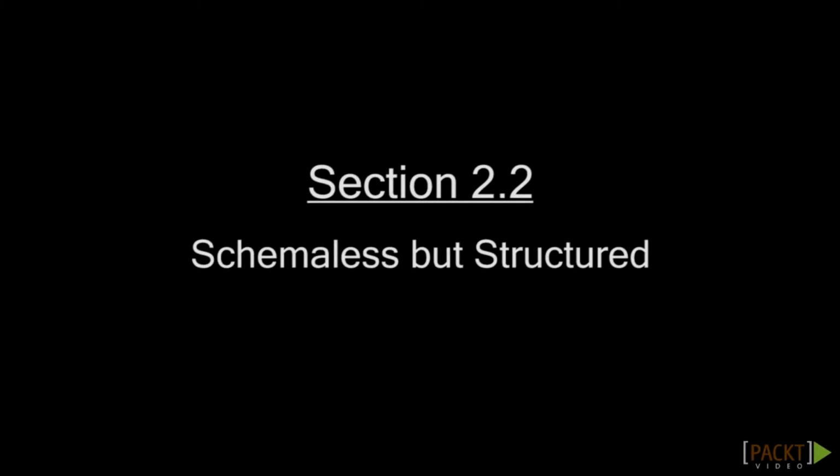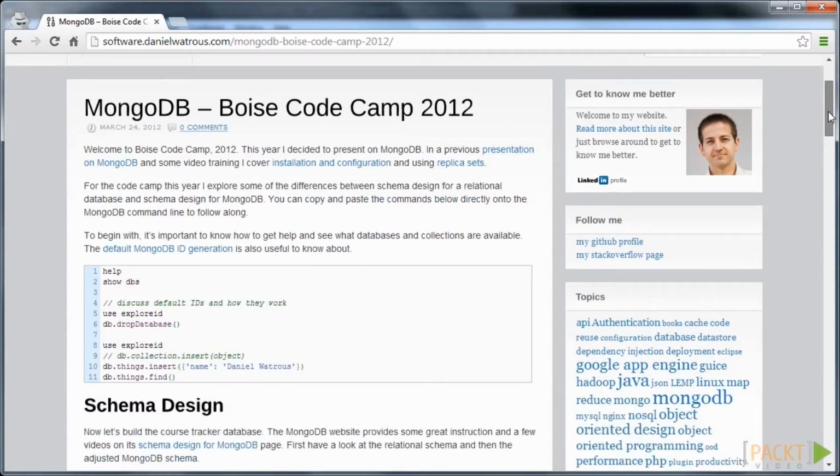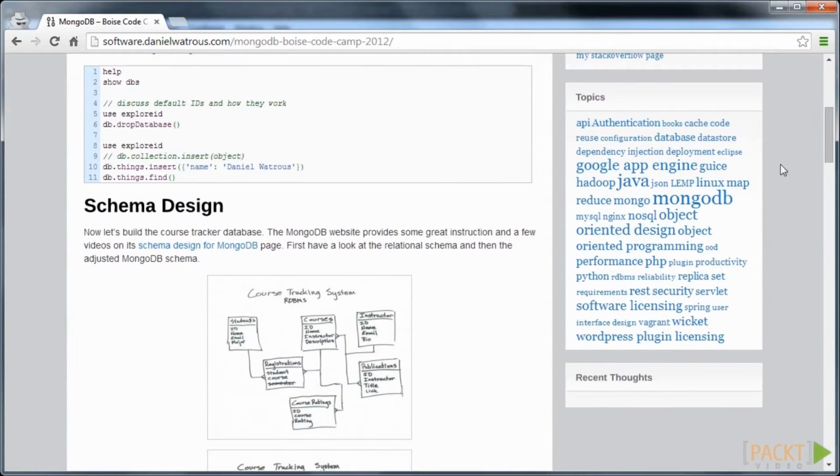In this video, we'll review the roles of schema and structure in MongoDB. We'll look at these concepts by comparing MongoDB to relational databases. We'll then map concepts from relational database tables onto MongoDB collections. In particular, the ability of a collection to hold disparate types. Finally, we'll explore the idea of implicit schema, or how applications impose a type of schema on the data that is stored in MongoDB. We'll be looking at an example from a code camp where I presented on MongoDB.